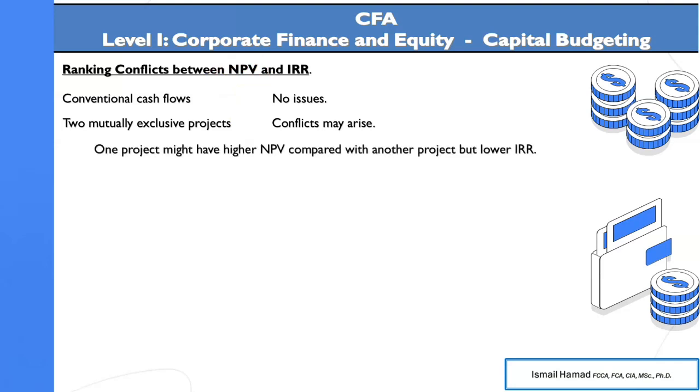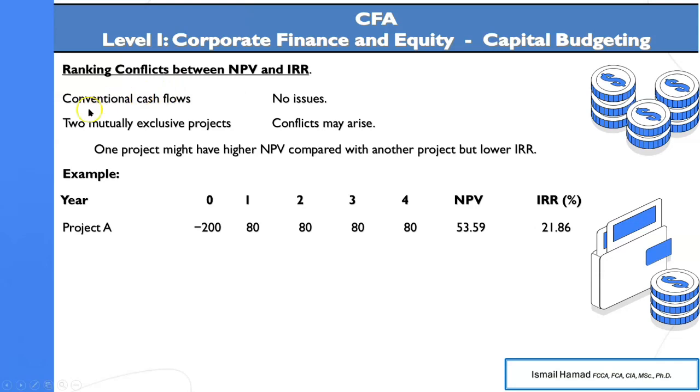As I said, one project might have a higher net present value but a lower IRR. Let us see an example. These are the years. Project A will have a negative initial outlay of 200 million and a net present value of 53, IRR 21%, which is very high. I want you to notice that in years 1, 2, 3, 4, we get a steady positive cash inflow of 80. Let us see the profile of project B and how different it is from this, and what conflict will arise and how we deal with it.